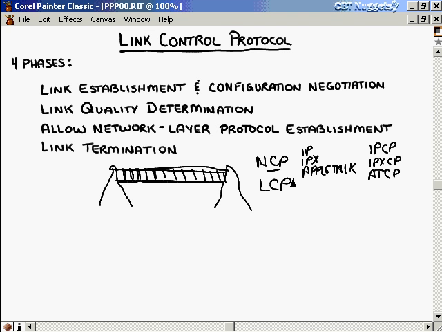What can cause this LCP to go down? We know that it's independent of NCP, and these are the things. The line itself on those devices that are supporting this, the serial lines, can go down. So if a line goes down, obviously the LCP has to drop as well.